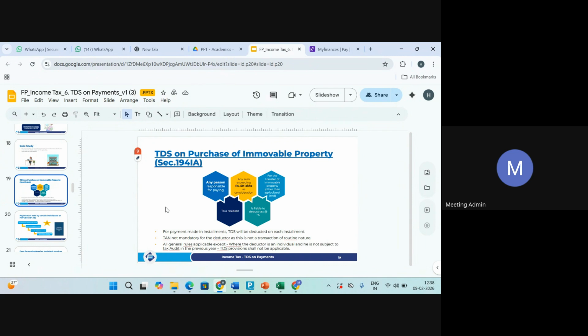So here also, who is going to be applicable and pay that? Let us discuss in depth. Any person is responsible for paying, so each and every person will be responsible to pay tax on land or building. Any sum that exceeds 50 lakhs as consideration, if the property or land is worth more than 50 lakhs, then they have to pay.